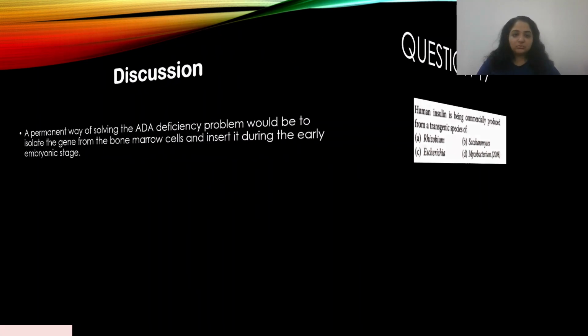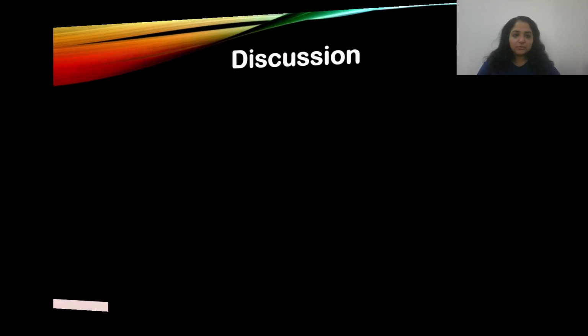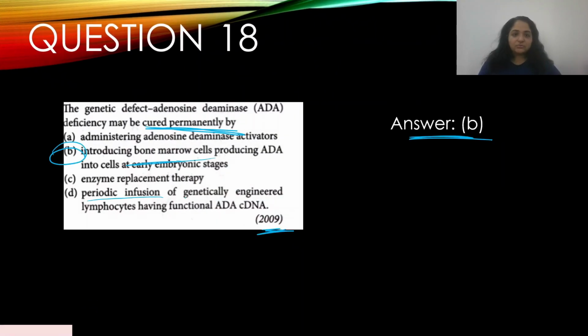So to answer your question, if we go back, D is what the gene therapy was able to do using retroviral vectors and so on. But that was for a person who's a little older. In the case of permanently curing it, there is a way to do it, and that could be option B, by introducing the bone marrow cells producing ADA into cells at early embryonic stages.